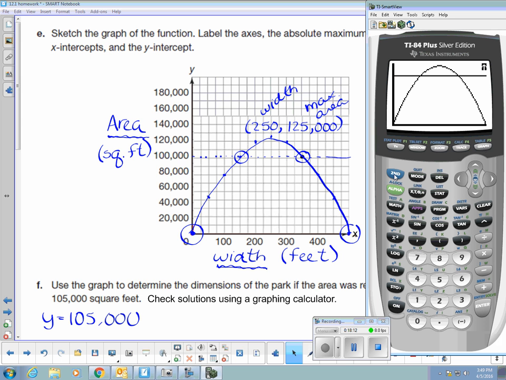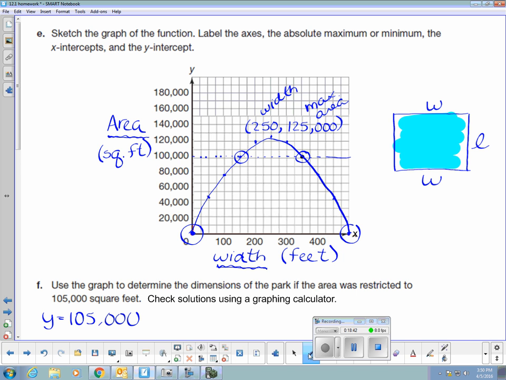So I want to find what my intersection point is. We're going to find the intersection point to the left first. So I need to place my cursor a little bit to the left, a little bit to the right, and enter that. And we get an intersection point of 150, comma, 105,000.